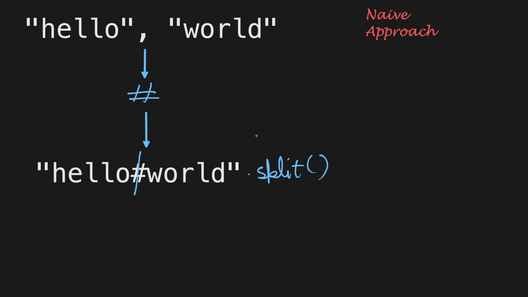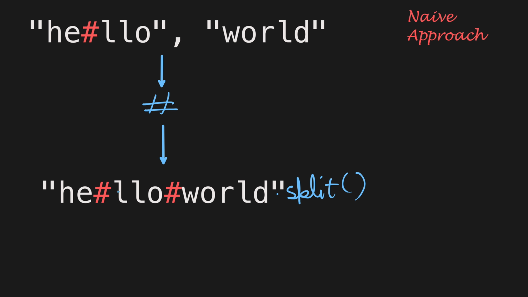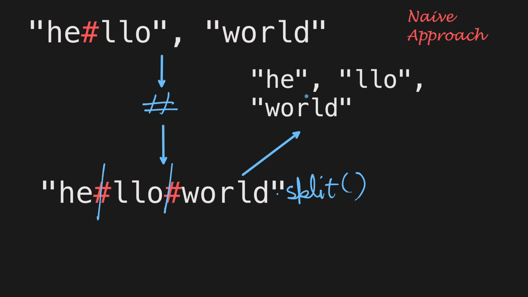and this seems to work perfectly for this example. But what if one of our strings itself contains a delimiter? For example, if the input is like this, where the string hello itself contains a hash. Now, if we encode the list using the naive approach, we will get a string like this one with two hashes. And if we try to decode this string by splitting it at hashes, we will get back these three strings instead of two strings in the original list. So our simple delimiter based strategy has failed because it can't distinguish between a delimiter we added and one that was part of the original data.